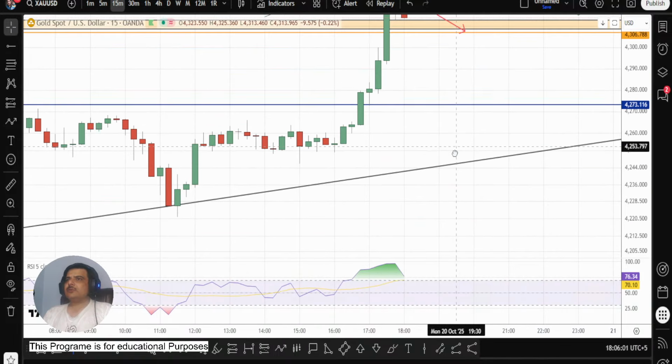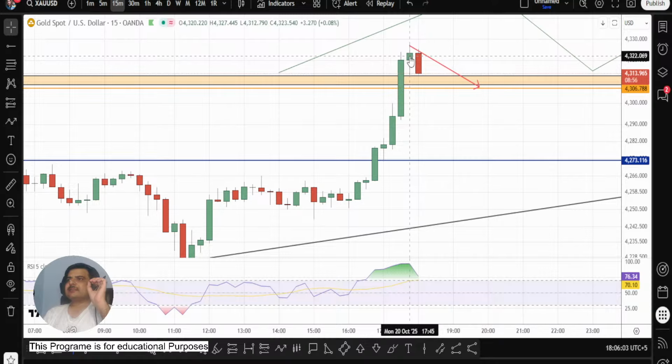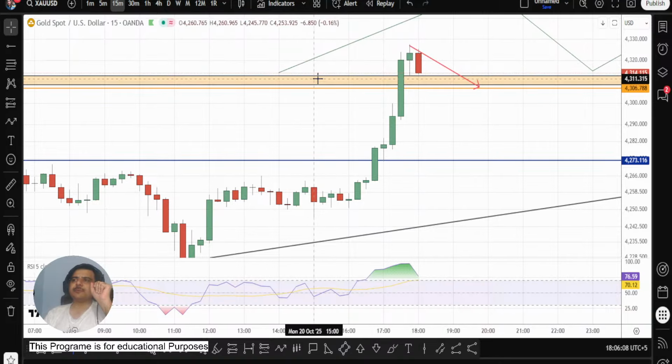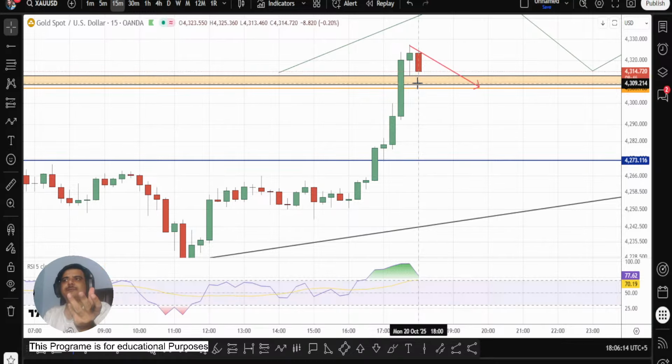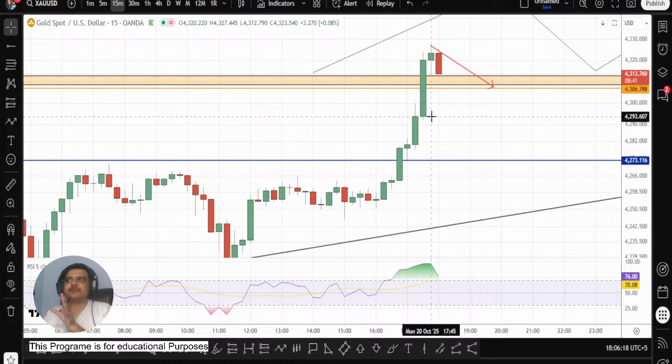Now, one more thing I want to tell you: this last 15-minute candle, if you see the second last, is not very satisfactory to me. And if this candle closes below the low of this, then it will attract more sellers. Then obviously it can drop a little bit. Okay, it can drop, no doubt.